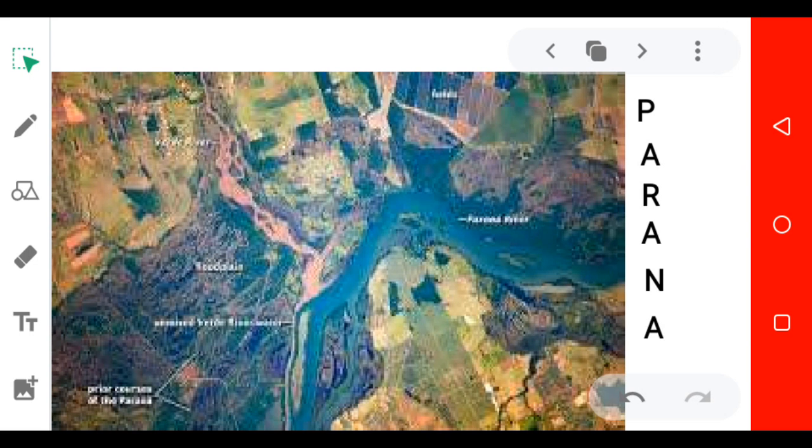This is an example of a flood plain. This is the Paraná flood plain in Brazil. Now, this area is usually flooded during the rainy season. That is why it's advisable that people don't build their houses on flood plains.